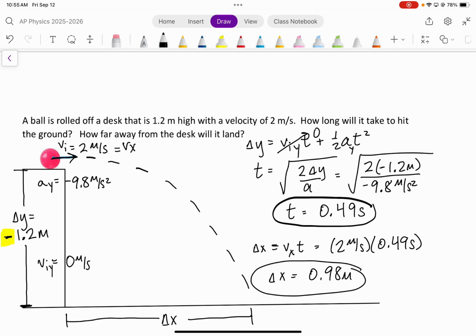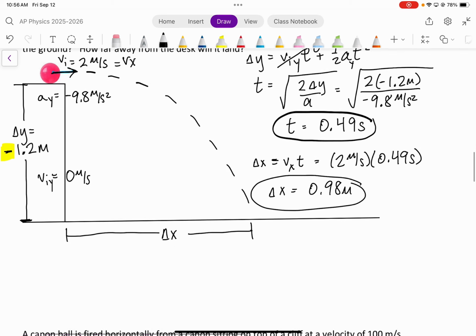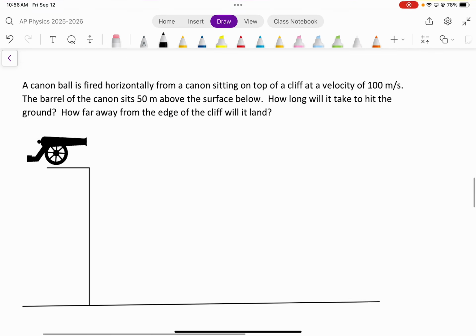All right, there's going to be a few problems that you will see that are a little bit different, but you're using the exact same equations, and the variables are going to be the same and the concepts are going to be the same. All right, so I want you to do the next one, the cannonball.